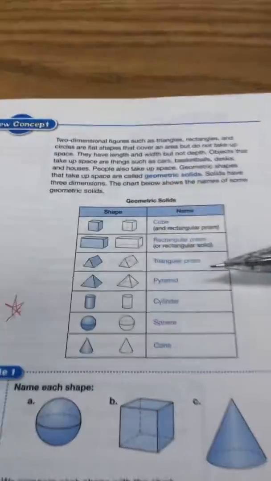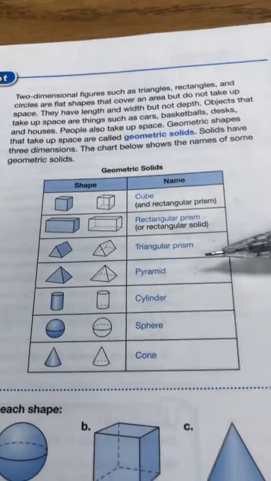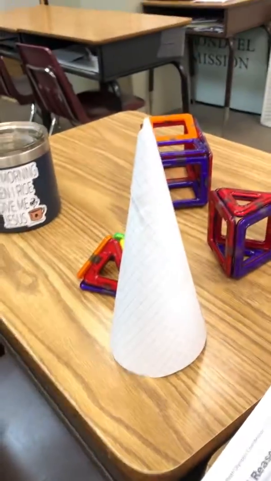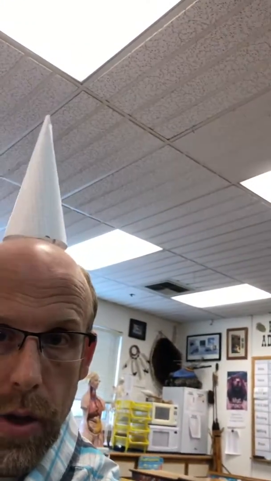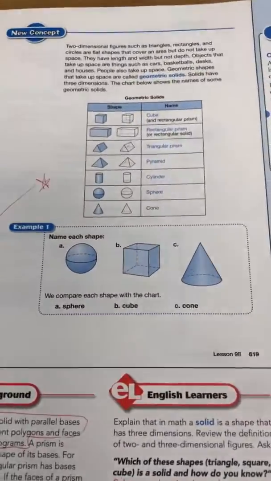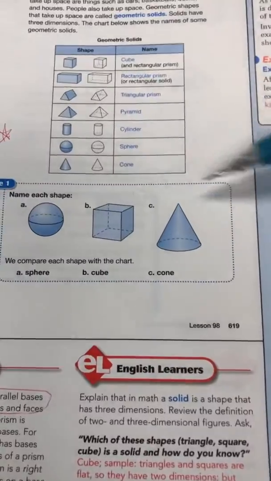Sphere, I think you guys can all picture a basketball or a baseball. A cone, I made one out of a piece of paper. I don't have any shapes like that, okay? That's what a cone looks like. This is what it would look like if I put it on my head. Ta-da! All right, okay, so as we turn the page here, example 1, name each shape. That's a sphere, a cube, and a cone. We just learned all those.